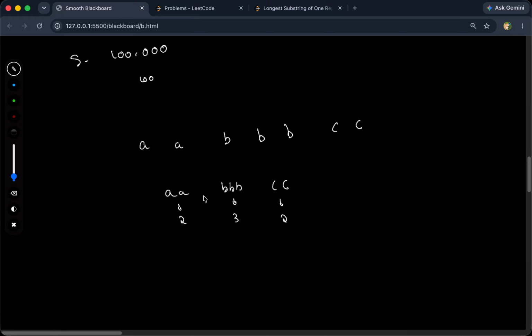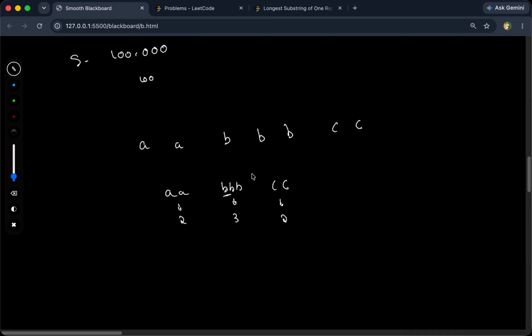No. For example, if this character changes, only the range connected to that position can change. So instead of scanning the entire string every time, we want a data structure that stores information about different ranges of the string. And that is exactly the idea behind a segment tree. Brute force checks the whole string after every query. A segment tree helps us update only the affected part and quickly get the answer.